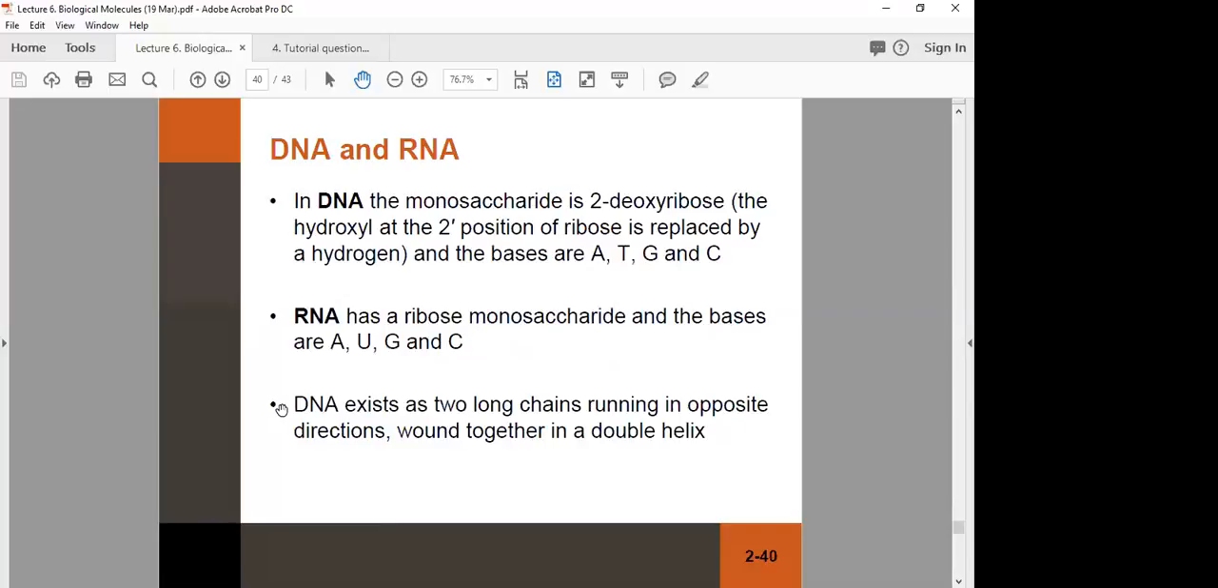All right, DNA exists as 2 long chains of nucleotides running in opposite directions, and they're wound together into a double helix formation. RNA, on the other hand, exists as 1 chain, 1 single chain. Okay, another difference between DNA and RNA.